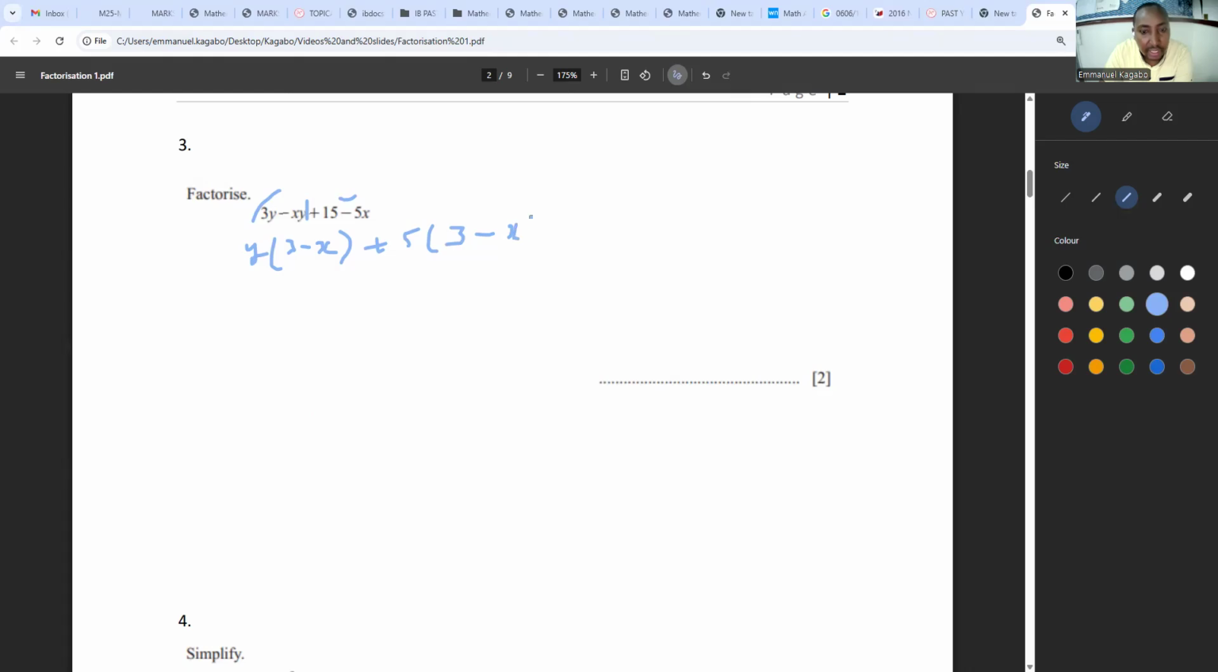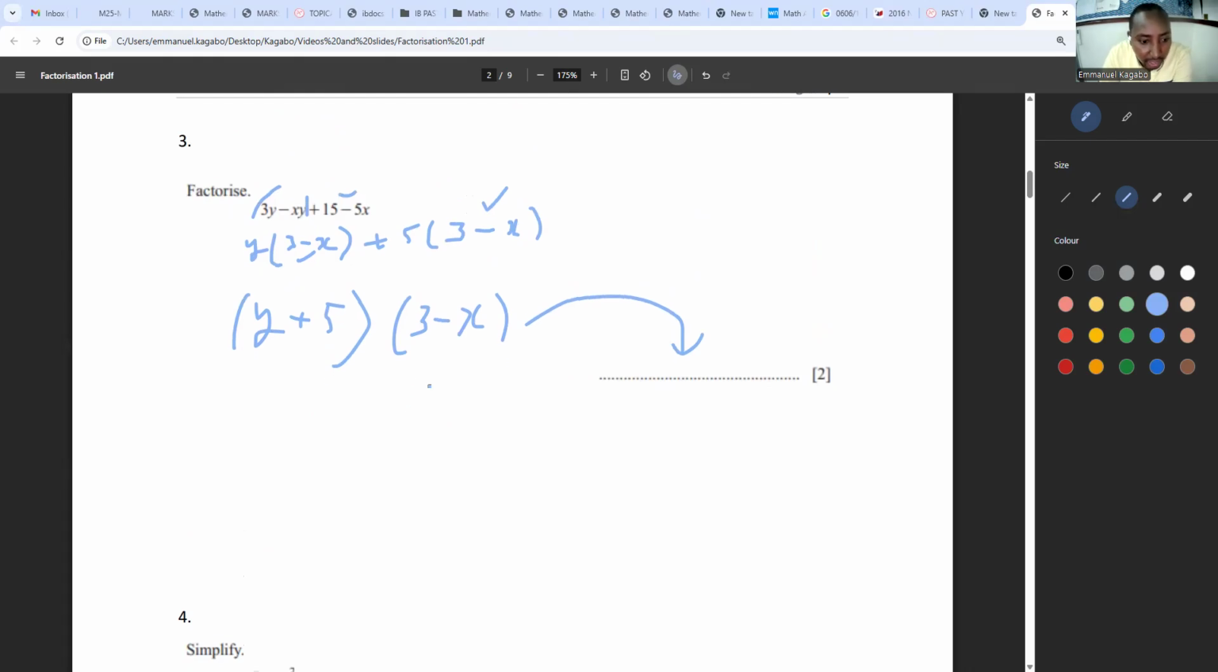Do you see that? Okay. What I have in brackets, are they the same? Good. If they are the same, that means what I did is correct. So it's y plus 5, and 3 minus x, right? That is your answer here. Write it here. I'm not copying it down because it's repetitive, but for you in the exam, you have to write it there. Okay, thank you.